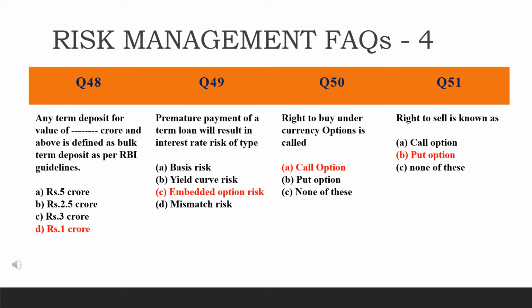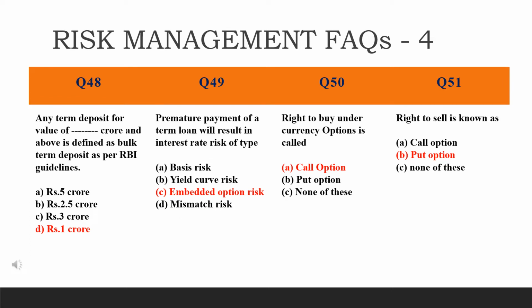Why is the answer D? Any deposit of value rupees 1 crore or above is considered as which deposit? It is considered as bulk deposit. Therefore, any term deposit for value of 1 crore and above is defined as bulk term deposit as per RBI guidelines.